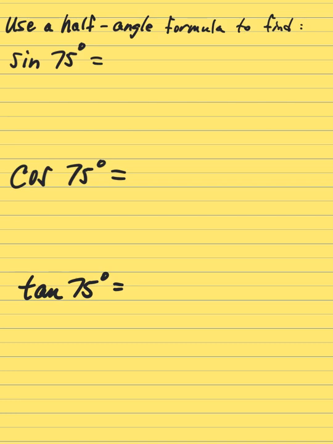In this problem, we're asked to use a half-angle formula to find sine of 75 degrees, cosine of 75 degrees, and finally tangent of 75 degrees. If you weren't given any specific instructions, I would recommend actually solving this using a sum formula, specifically sine of 45 degrees plus 30 degrees. Then you would expand and solve that way. You can pull your values directly off of the unit circle.